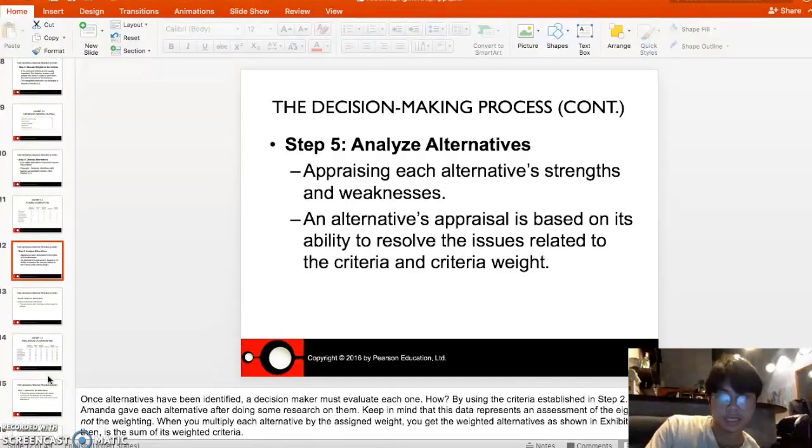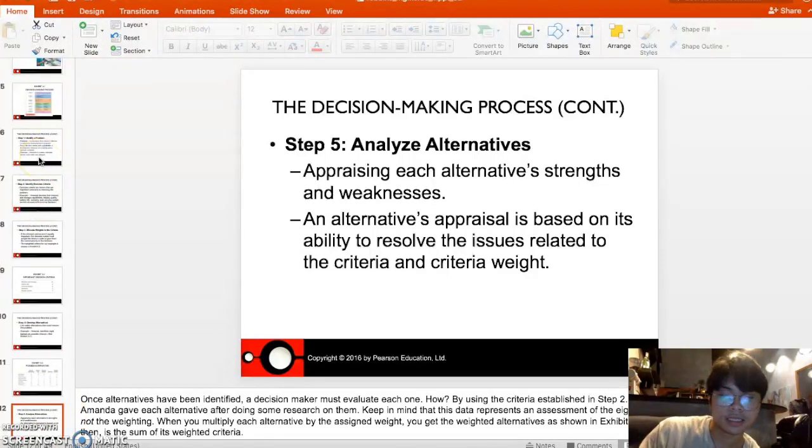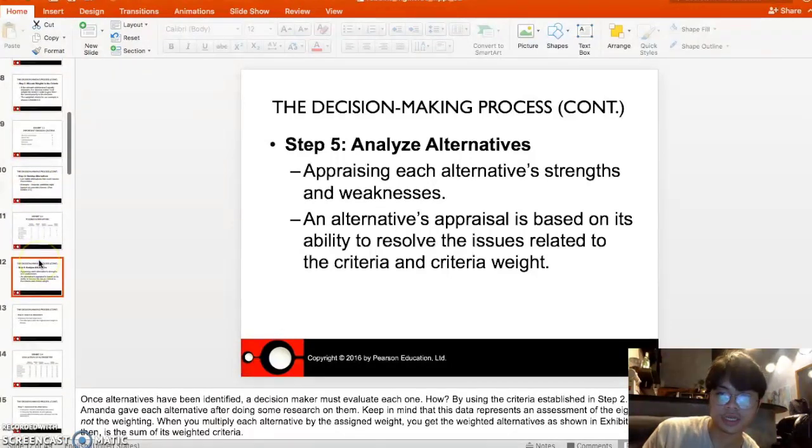Analyze the alternatives. Once you have done step 4 and identified all the alternatives, you must evaluate each alternative by using the criteria you placed in step 2. In that way, you could know which is the best alternative to choose.